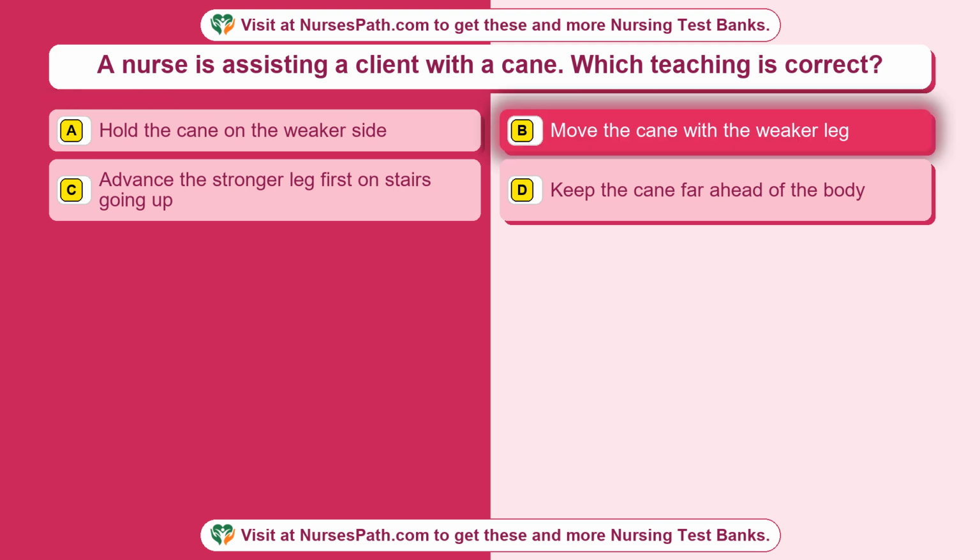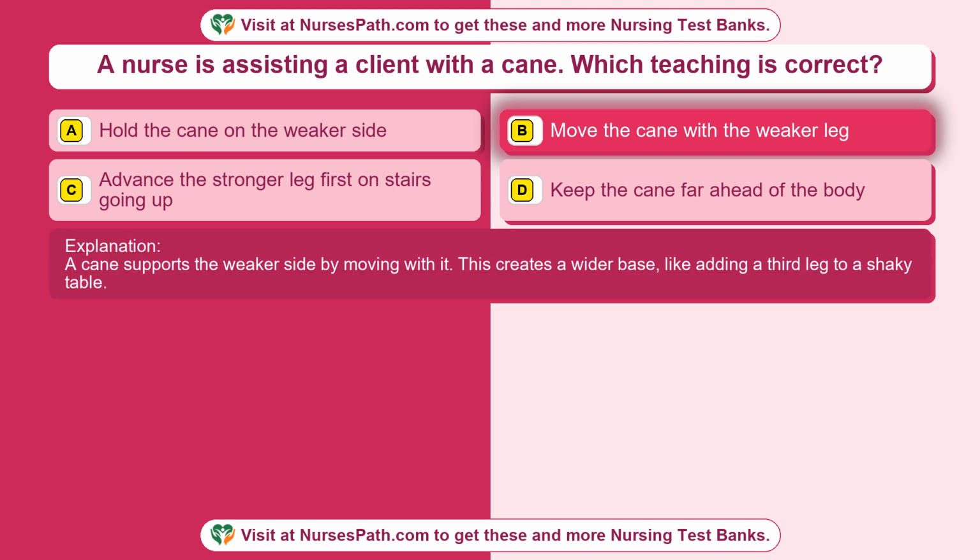The correct answer is option B. Move the cane with the weaker leg. A cane supports the weaker side by moving with it. This creates a wider base, like adding a third leg to a shaky table.